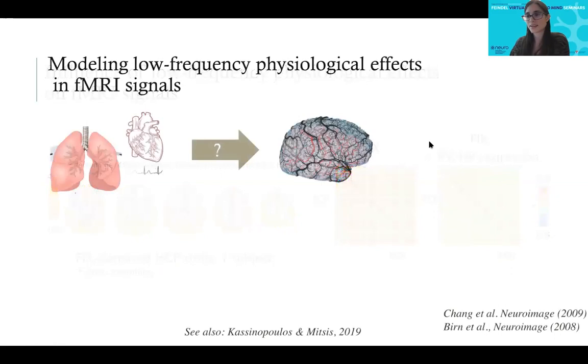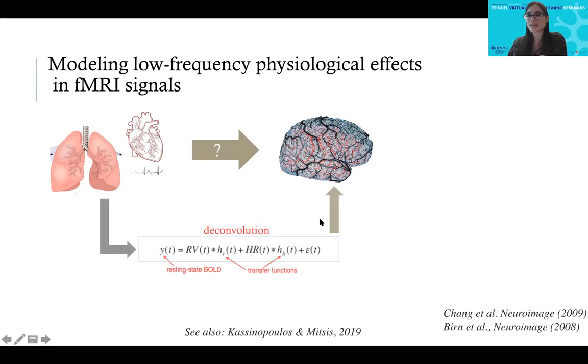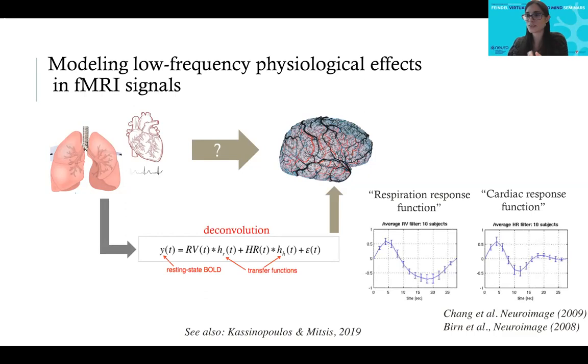One of the directions that we've been focusing on to try to figure that out involves trying to monitor the cardiac and respiratory activity during fMRI and then trying to estimate transfer functions or response functions for how these effects propagate into our fMRI signals. So in other words, just like we may need to convolve our task design with a hemodynamic response function, or HRF, we may need response functions for cardiac and respiratory signals as well to capture how these map into the fMRI data.